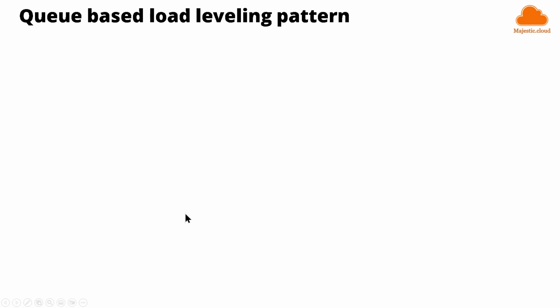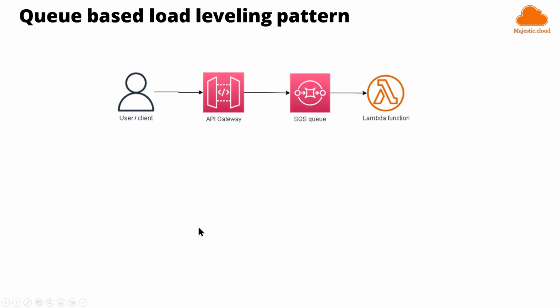And how this works, so basically you would add a queue as the integration for your API gateway method, and then your workers, which could be Lambdas or other services, can pick up the messages from the queue and process them later. Basically, your queue will act as a buffer in this case.